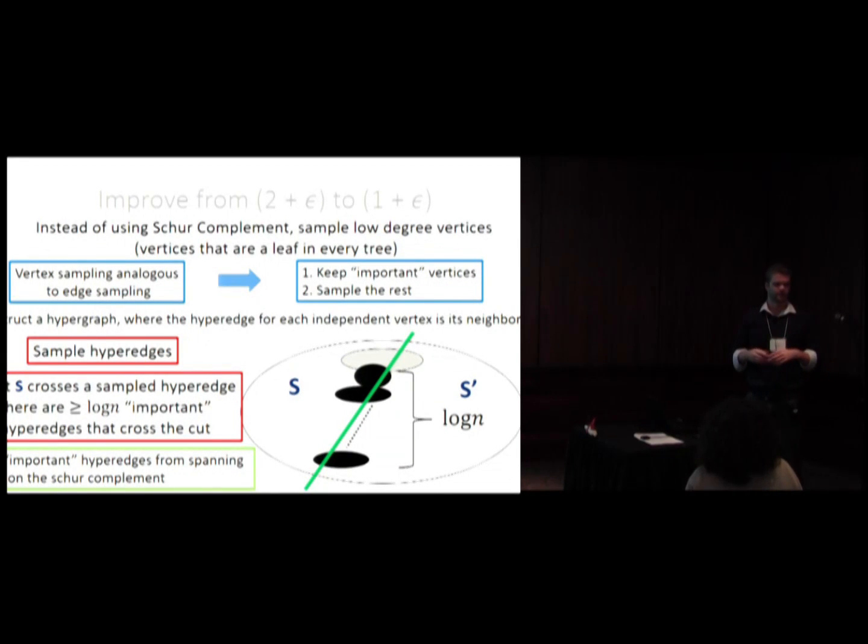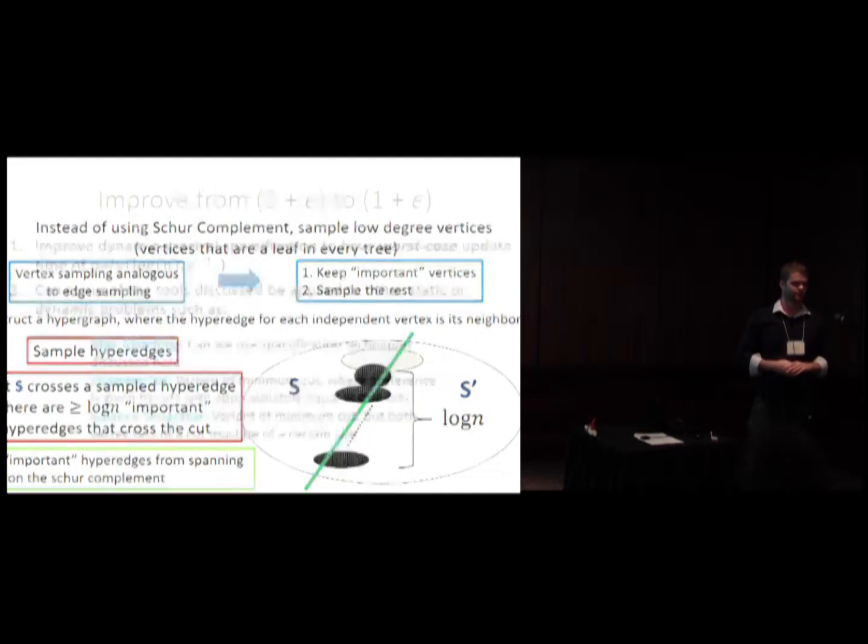So basically, we just want to make sure that if we're sampling one, there should be a lot of edges that are also being kept within that cut. There should be a lot of minimal extensions that we're keeping. And so we just find these by spanning trees in the Schur complement.